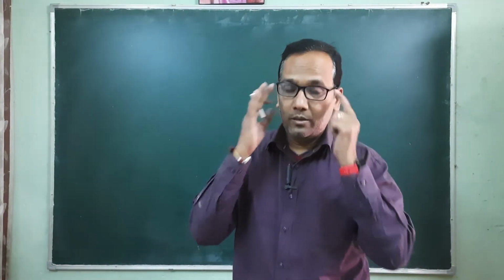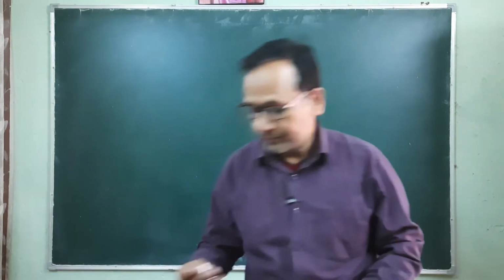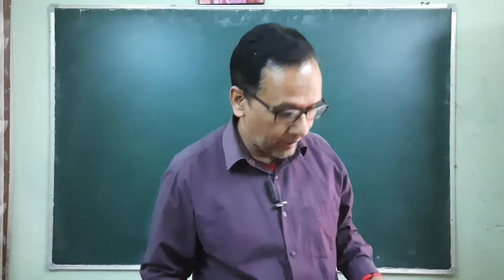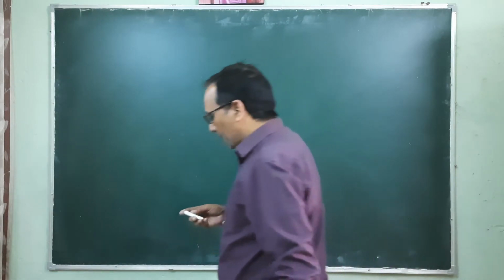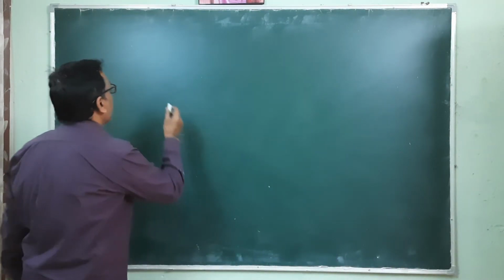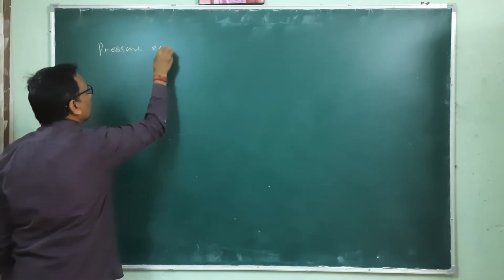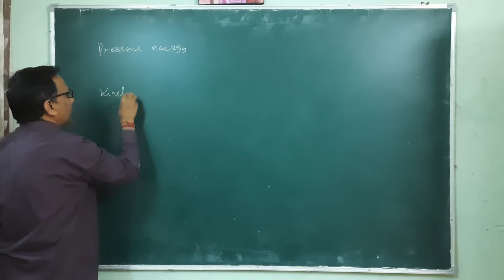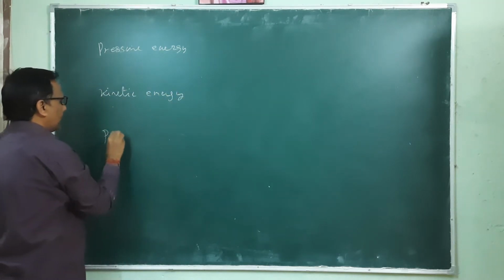Okay, so in the last class we were talking about the energy of fluid moving in a particular direction with constant velocity or varying velocity. So we have three types of energy, and the first one is the pressure energy, and second one we have calculated the kinetic energy, and then the potential energy.